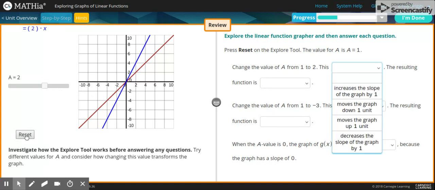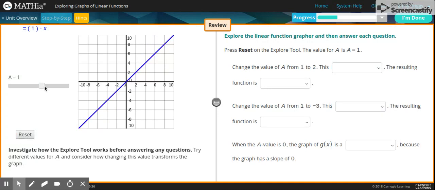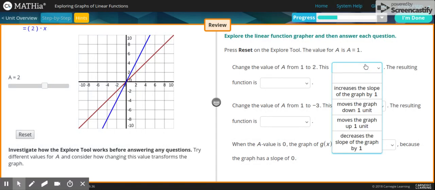So if we reset it, we're seeing what happens to the red value, to the blue value. This increases the slope of the graph by 1. This moves the graph down 1 unit, moves the graph up 1 unit, or decreases the slope. So we're looking from the red to the blue. So it looks like it's decreasing, but did it move it down? No. Did it move it up? No. So we're going to say that it decreases the slope of the graph by 1.